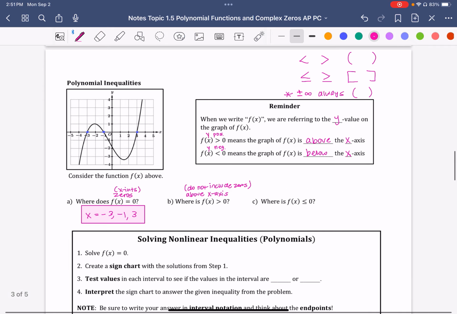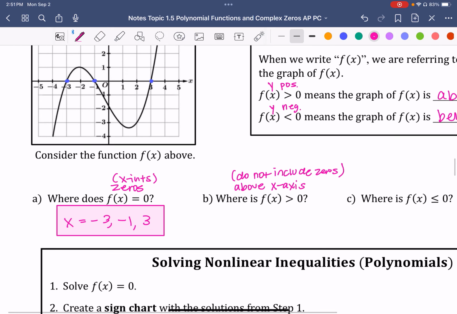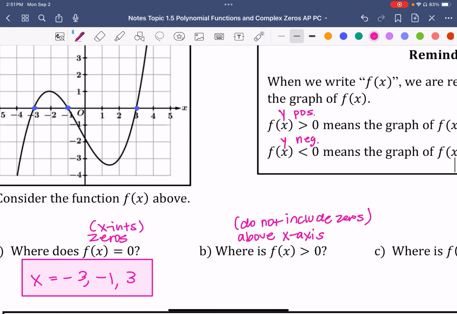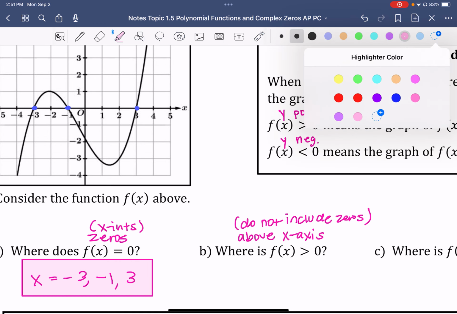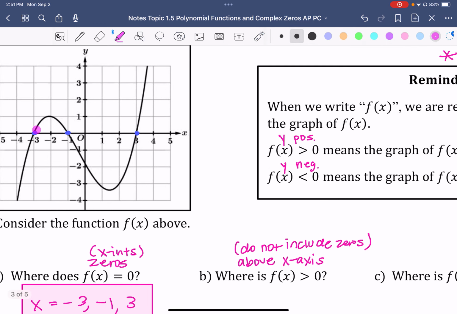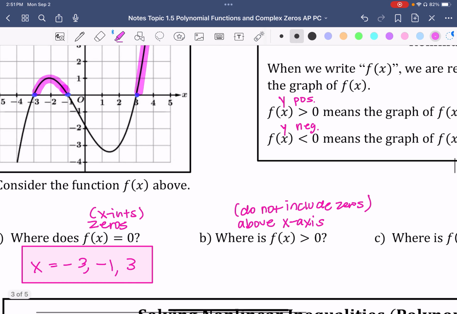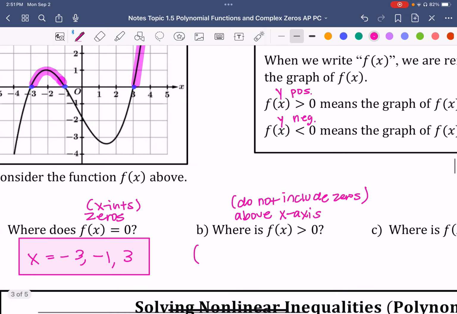Okay? So where are we above the x-axis that does not include the zero? Above the x-axis, what I like to do is kind of shade it in. I feel like that helps me. So above the x-axis, not including the zero, that would be here to there, and also from here to there. If I'm going to write this in interval notation, and remember this was just greater than, so I know I'm going to be using parentheses instead of brackets. We have -3 to -1 close parentheses, union, and then 3 to positive infinity. And infinity always has parentheses.